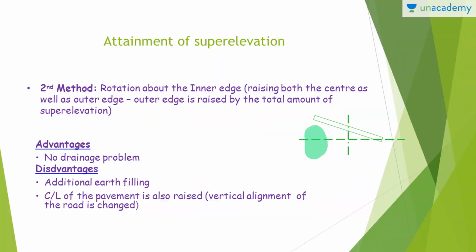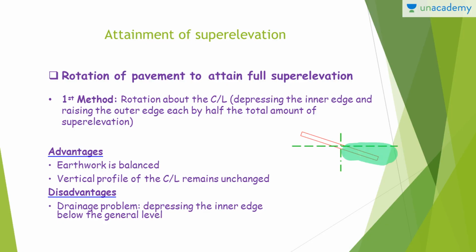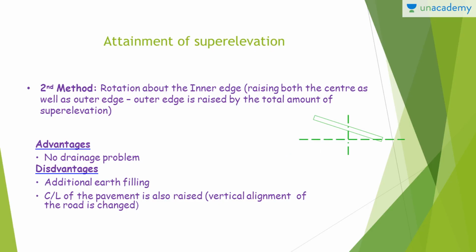So in the previous one, if you could see, this was depressed by half of the super elevation, and this was raised by half of the super elevation, so you got the total super elevation. In this case, since this is not raised, you need to raise this by the total value of super elevation. That is, the outer edge is raised by the total amount of super elevation.